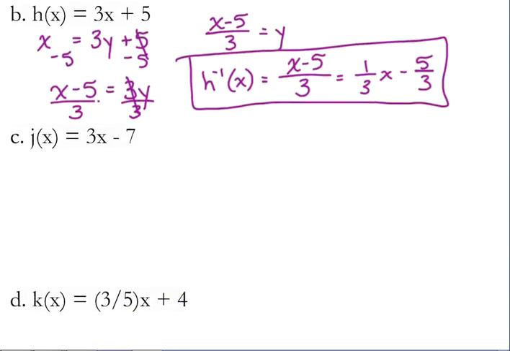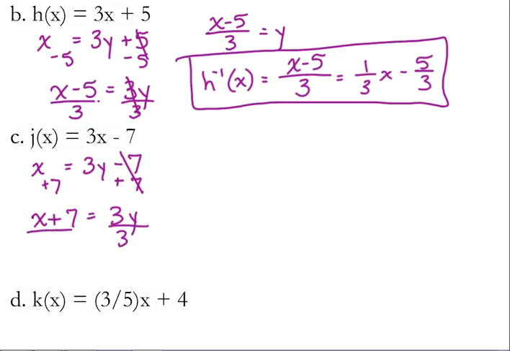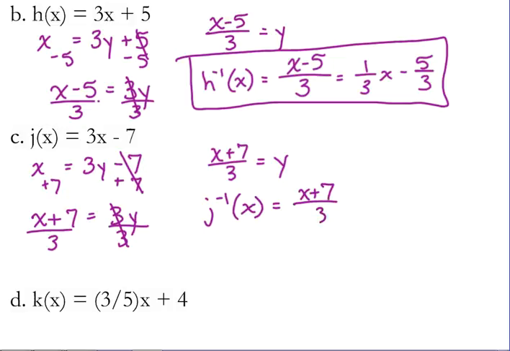Okay, let's look at example C. J of x is equal to 3x minus 7. Replace the j of x with x, replace the x with y. Solve for y. So we add 7 this time. X plus 7 is equal to 3y. Same as what we've been doing. Divide both sides by 3. X plus 7 over 3 equals y. So replace it with the inverse notation. J inverse of x is equal to x plus 7 over 3, or 1/3 x plus 7/3.